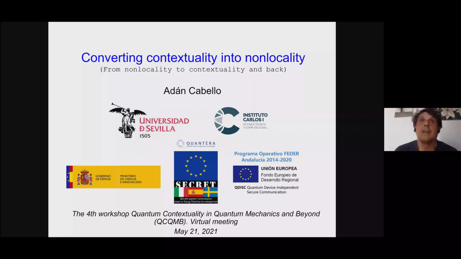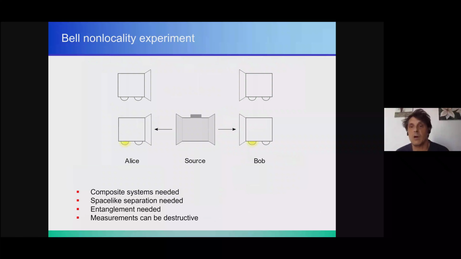Today, I'm going to talk about how to convert quantum contextuality into quantum non-locality. And I will start with the obvious thing, defining what I mean by a Bell non-locality experiment.